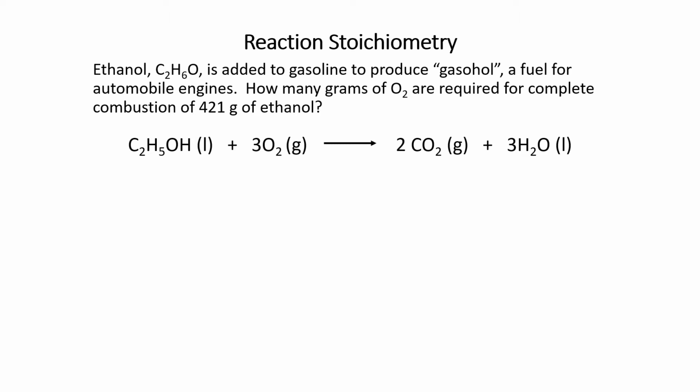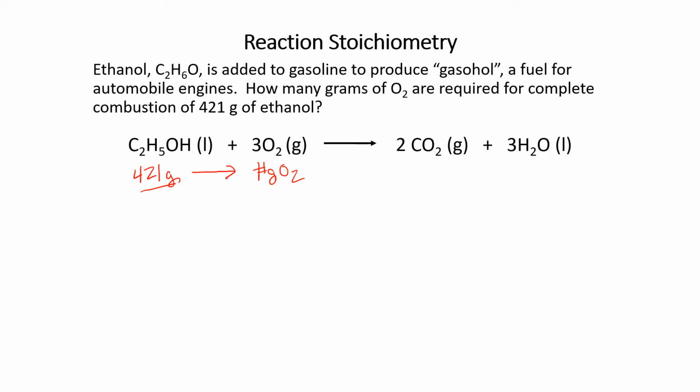And they want us to calculate the number of grams of oxygen that's required to completely combust 421 grams of ethanol. So they give us grams of ethanol, and they want to know, given this many grams of ethanol, 421 grams, how many grams of oxygen we will need to combust that much ethanol.